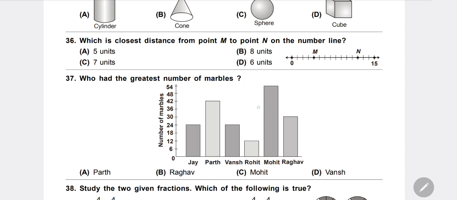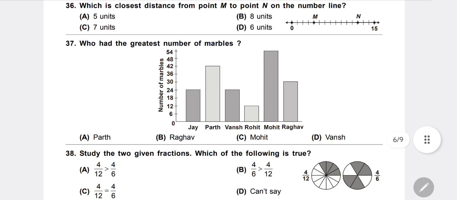Next question for you. Who had the greatest number of the marbles? So this is a bar graph. You can see the highest bar is what Mohit has. So Mohit has the greatest number of the marbles. Our answer is Mohit. Done. Next question for you.